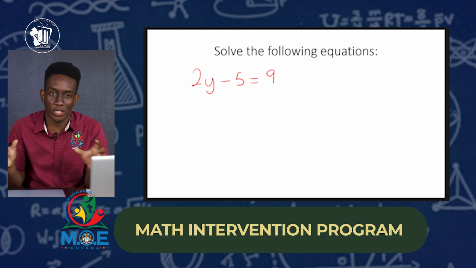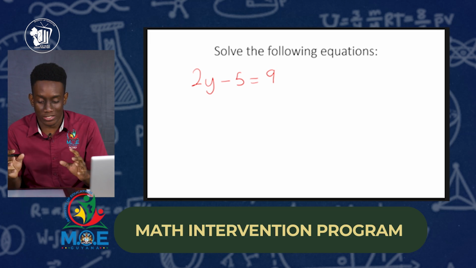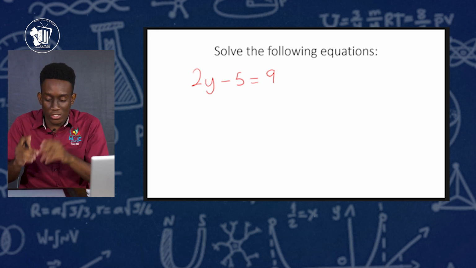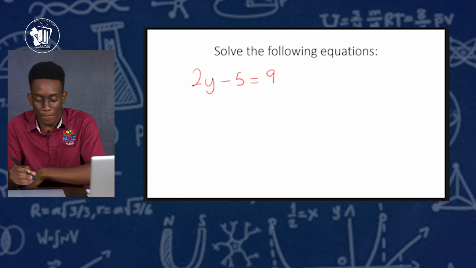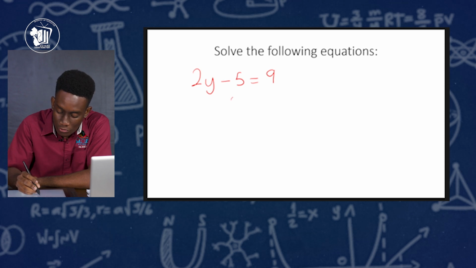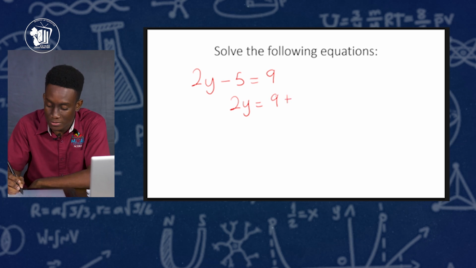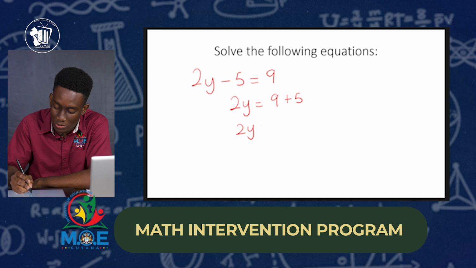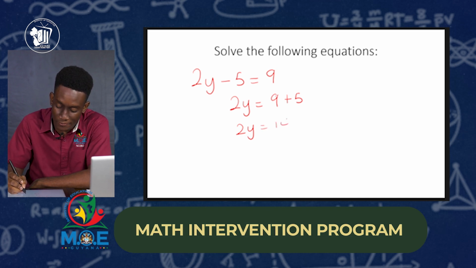So the first thing you want to do is take over the thing that is either adding or subtracting. In this case, we have 2y minus 5 is equal to 9. So the first thing you want to do is take over this 5. The 5 is subtracting, so when we take the 5 over, the opposite of subtraction will be addition. So 2y will be equal to 9 plus 5, and 9 plus 5 would give us 14.